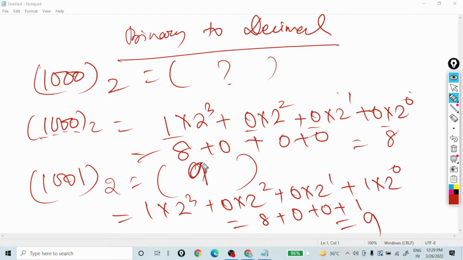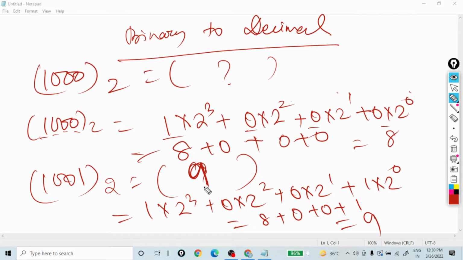In the last question, when we were discussing converting decimal to binary, we had taken the example of 9. That's why now we are converting the same number from binary to decimal. So in both cases we got the right answer.